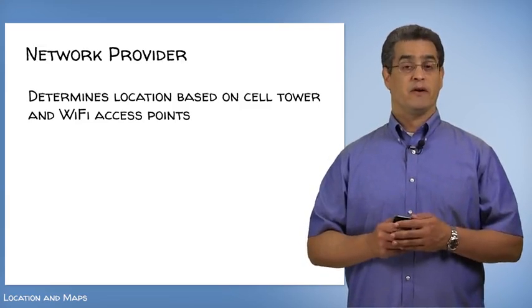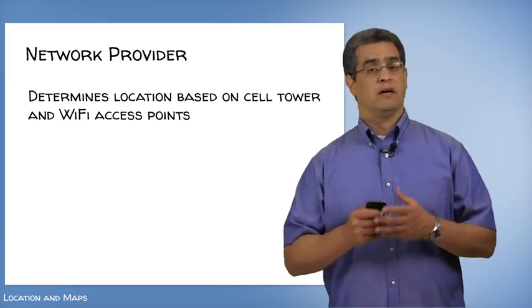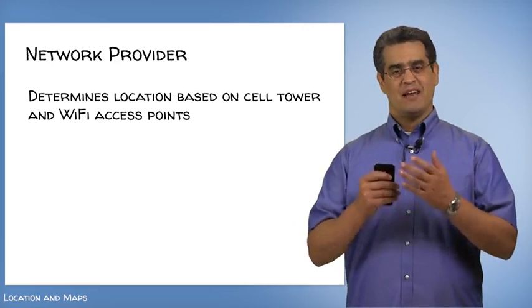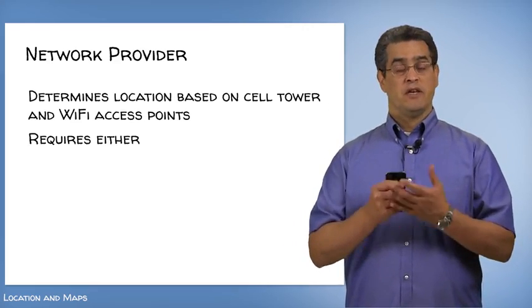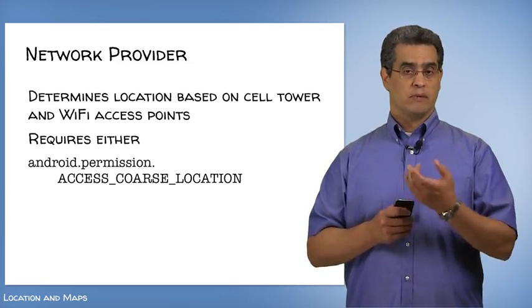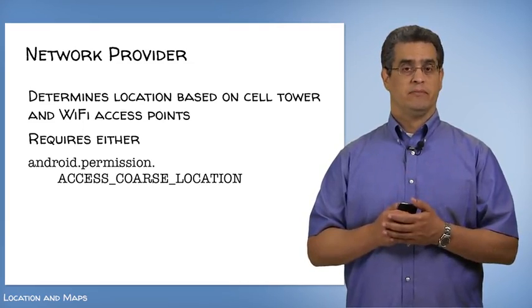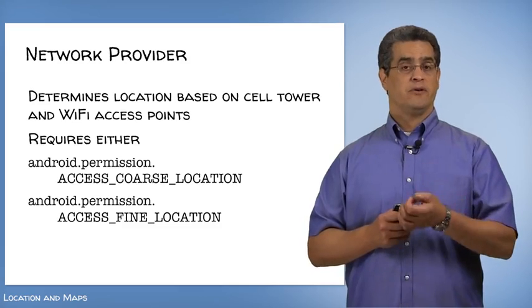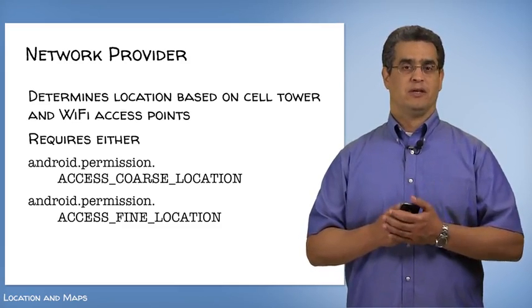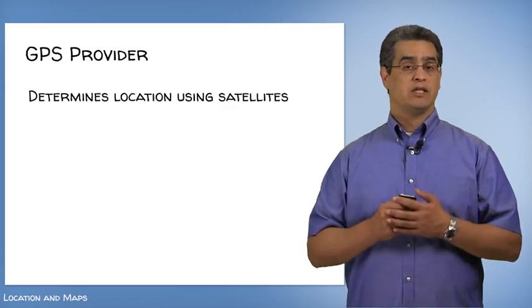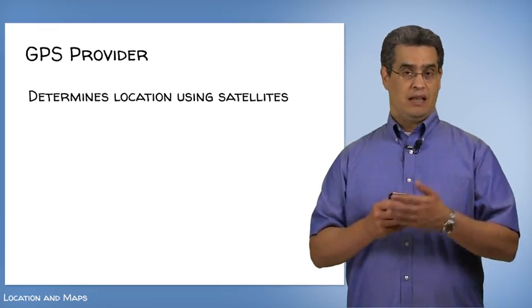The network provider determines location based on cell towers and Wi-Fi access points. And if you want to use this provider, then you must declare either the ACCESS_COARSE_LOCATION permission or the ACCESS_FINE_LOCATION permission. The GPS provider gets its location information from GPS satellites.